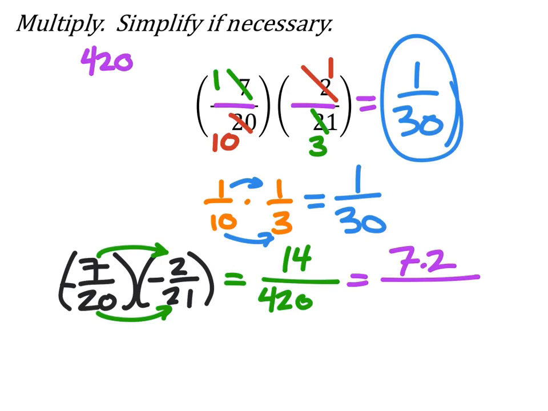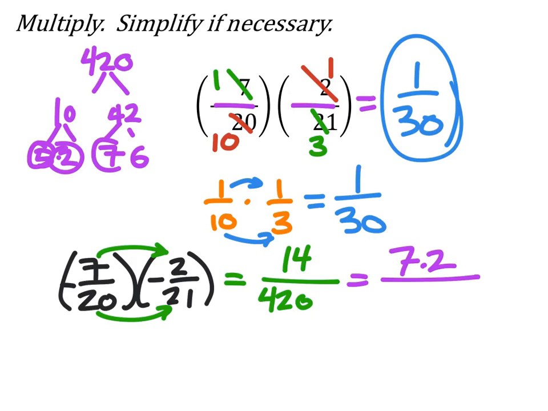420 is maybe a little bit more complicated. I know it ends with a 0, so it's divisible by 10. 10 times 42 would be 420. 10 splits up into 5 times 2, both of which are prime. 42, though, splits up into, I would say, 7 and 6. And 7 is prime, and 6 would split up into 3 and 2. So I'm going to list those out. I had 5 times 2 times 7 times 3 times 2.